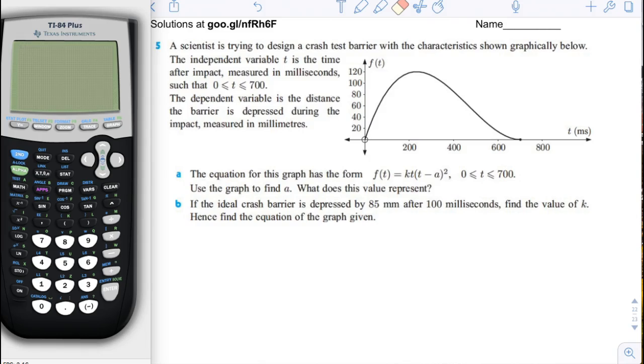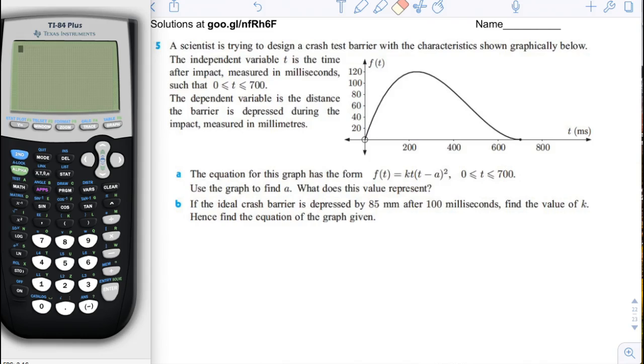The dependent variable is the distance the barrier is depressed during the impact measured in millimeters. The equation for this graph has the form kt times t minus a quantity squared. Use the graph to find a. What does this value represent?